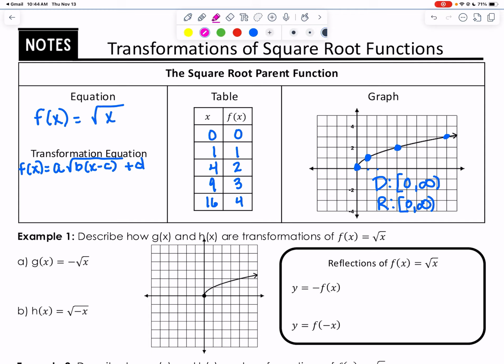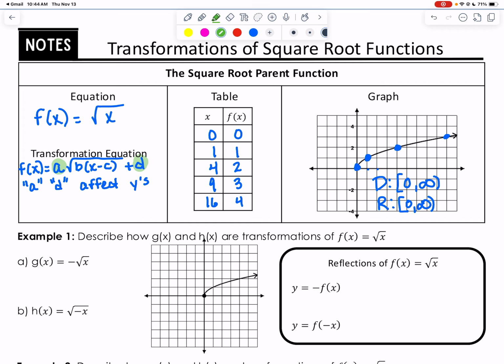Now, this is very similar to functions we've transformed in previous lessons, but I want to remind you of a few things. The values of a and d, notice they are both outside of the square root symbol. The values of a and d will only affect the y values. A and d affect the y values of the function, okay?